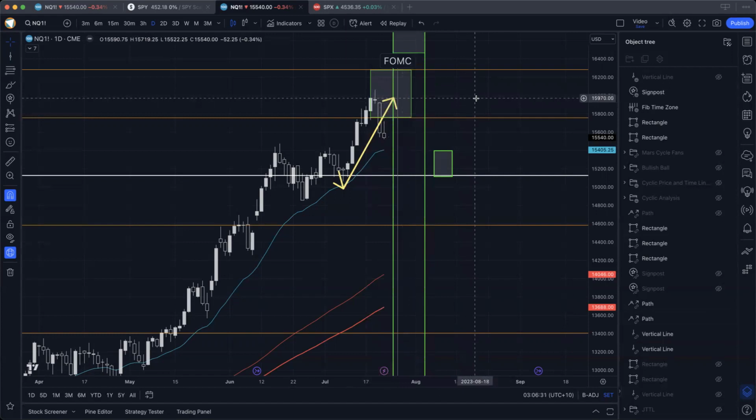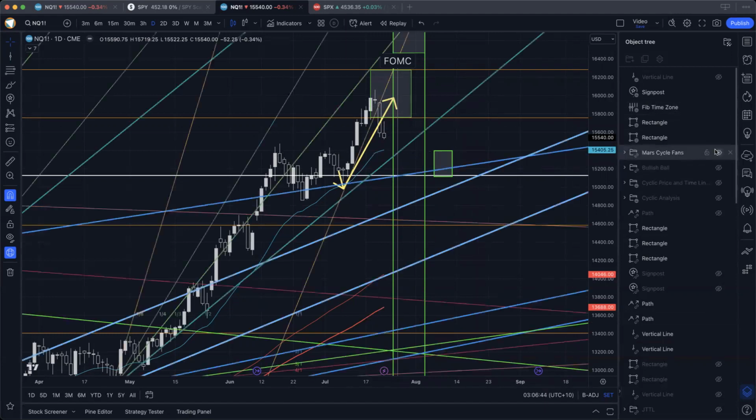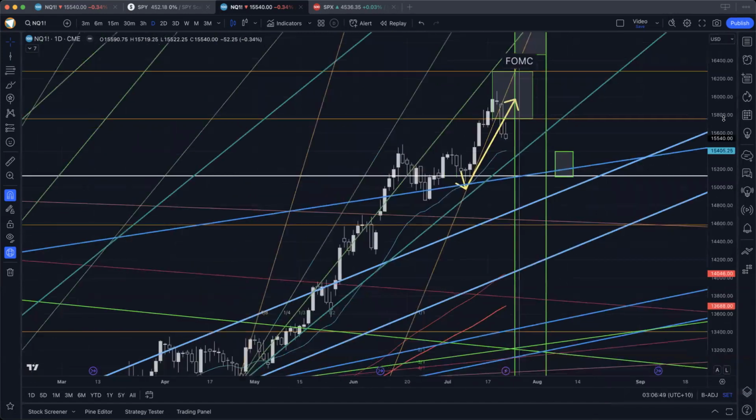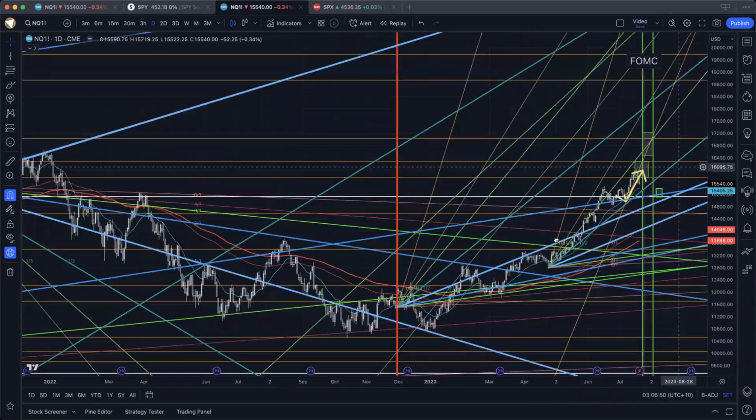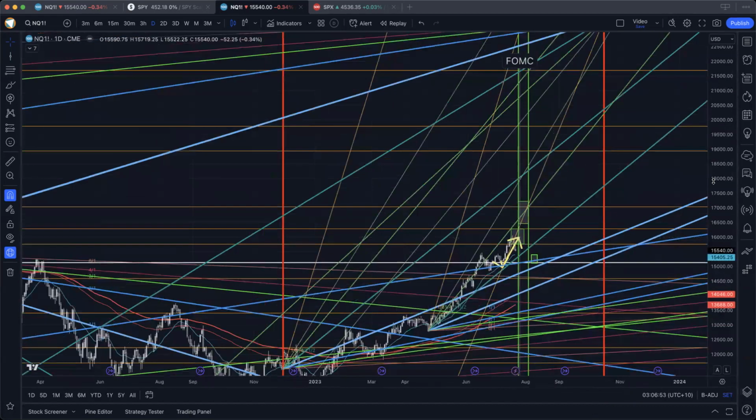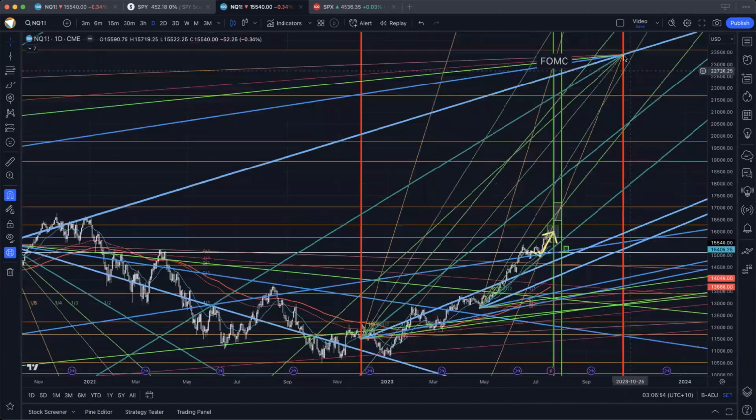Where we left things off last week is we were talking about a downward sloping GAN fan as a trigger point for losing the trend. So I'm going to restore that here, and that's part of our Mars cycle fans. And this downward sloping GAN fan starts way up here, emanating from this point here, aligned with a Mars cycle. And you can see it's this orange line here coming down.